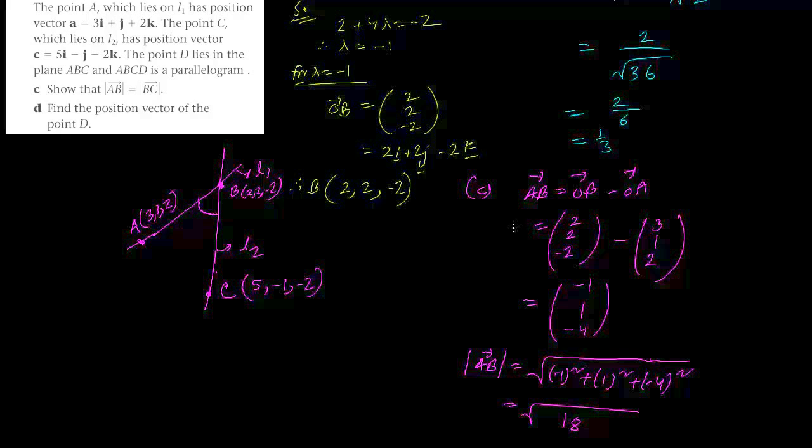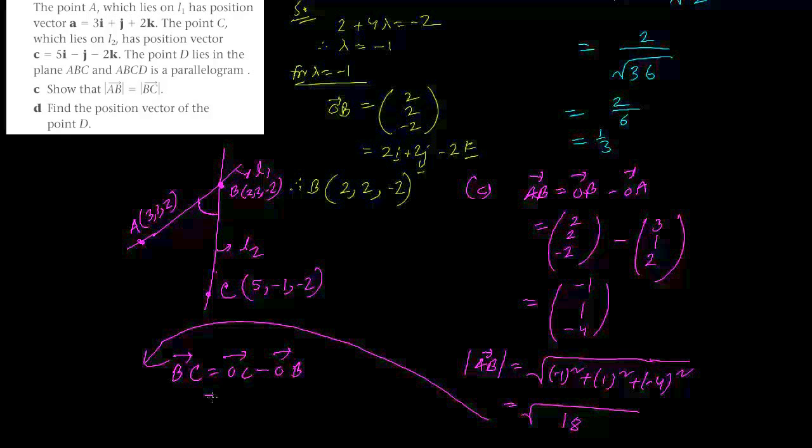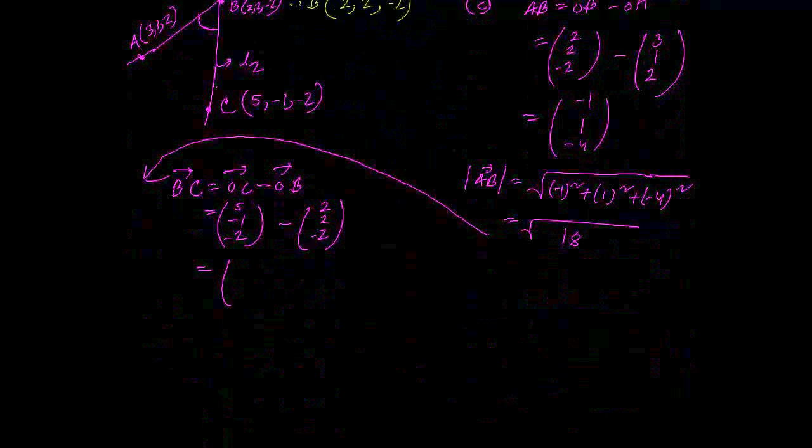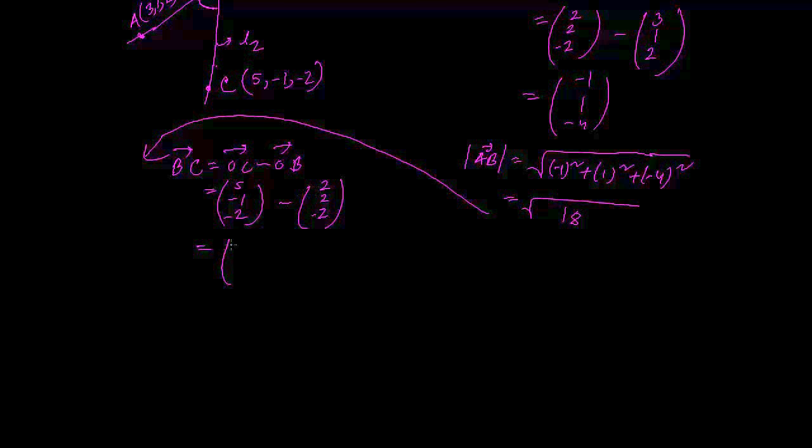And after that we have to find BC. So let's find BC. BC is going to be OC minus OB. OC is given, it is 5, minus 1, minus 2, and OB we already found, 2, 2, minus 2, and this turns out to be 5 minus 2 is 3, minus 1 minus 2 is minus 3, minus 2 minus minus 2 is 0.